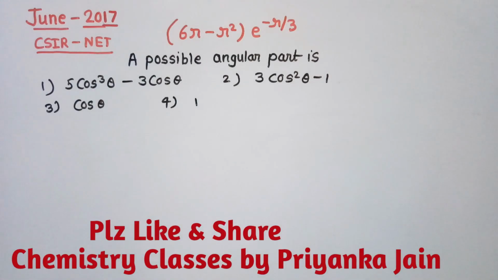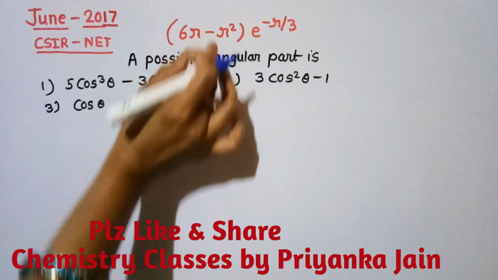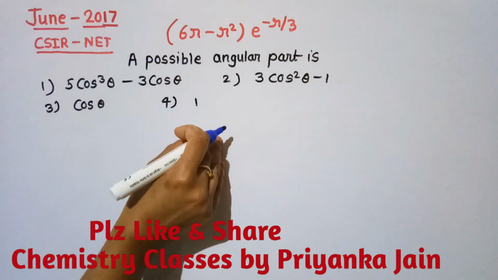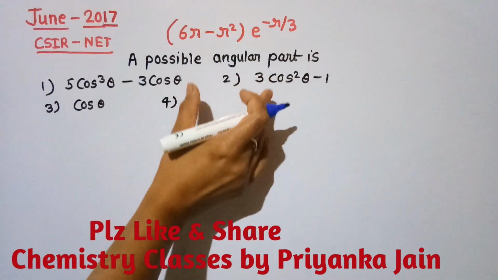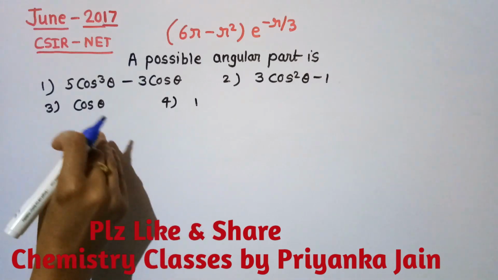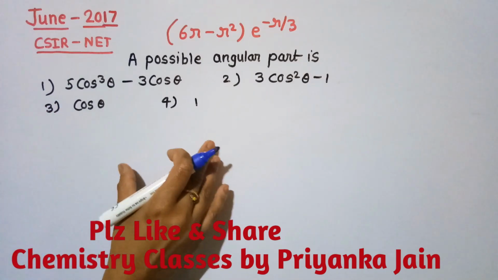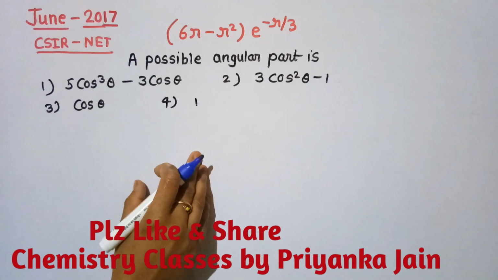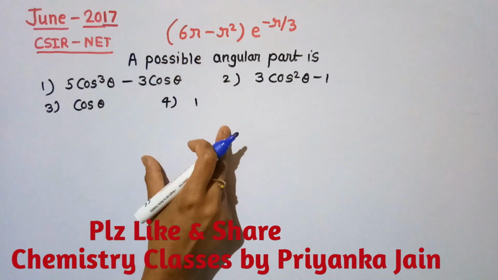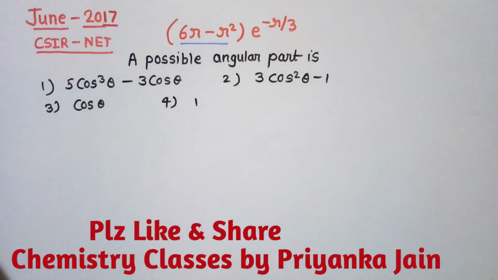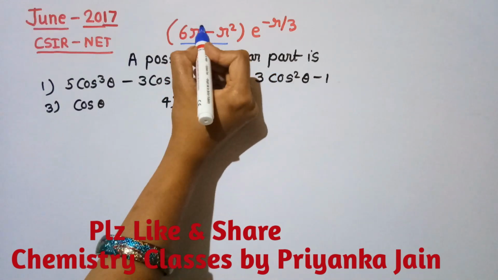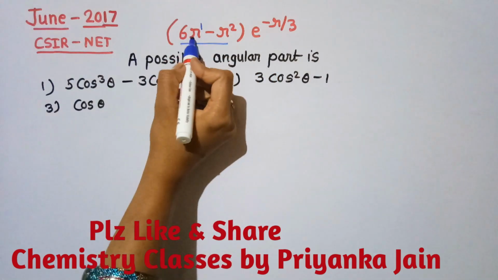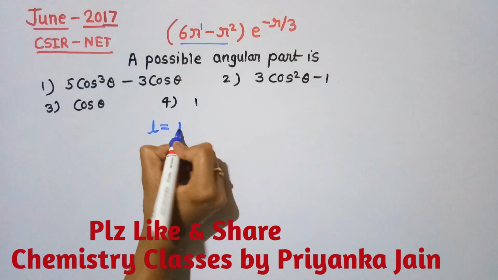Okay, now see this question from the June 2017 question paper. Here we are given this unnormalized wave function, and the question is: the possible angular part of the eigenstate is, and we have to find the possible angular part. For this we have to see the value of l, and for the value of l we have to see the pre-exponential factor and the minimum power of r. Here this is 2 and this is 1, so the minimum is 1, which means the value of l will be 1.